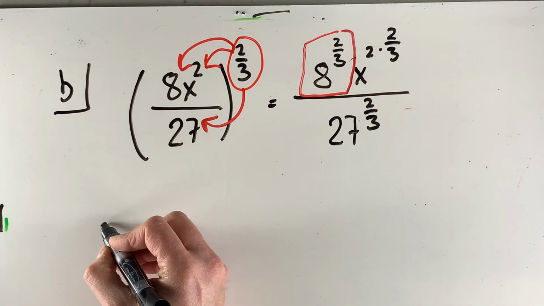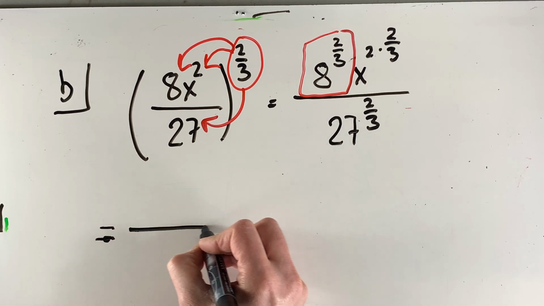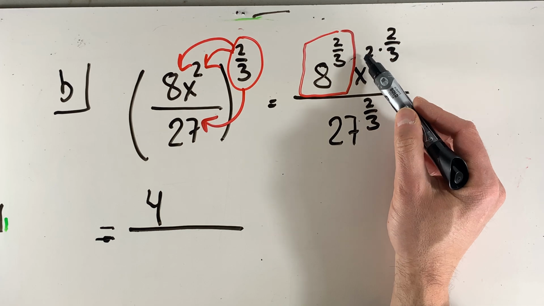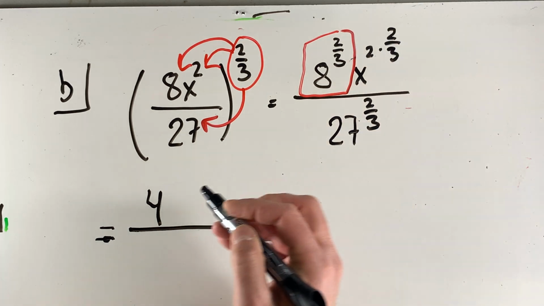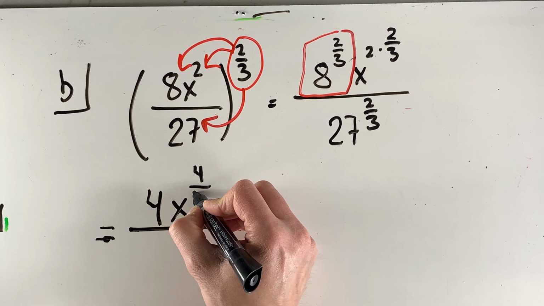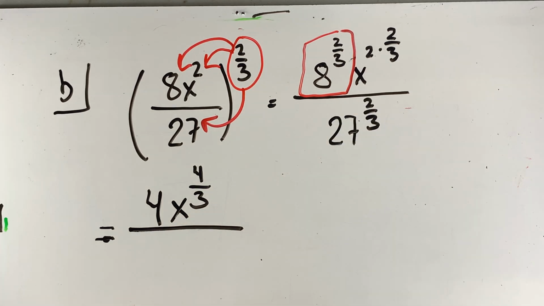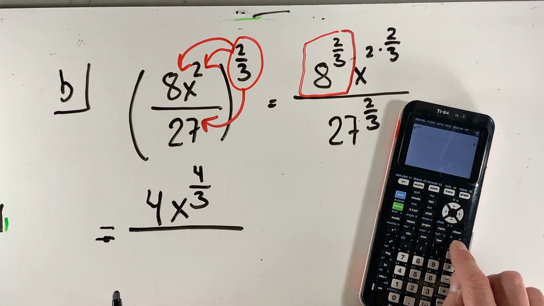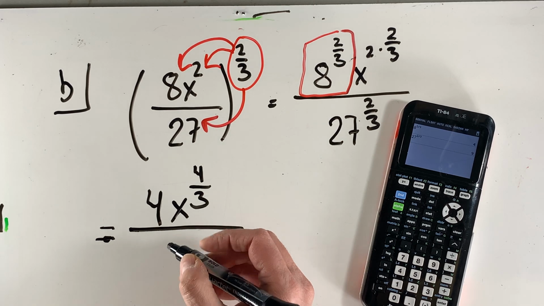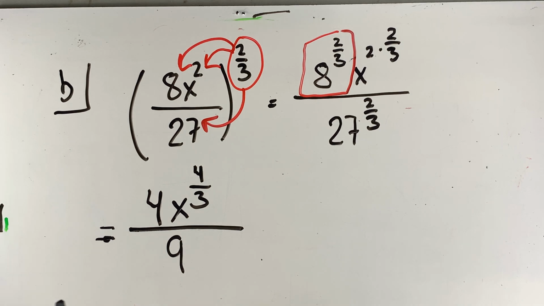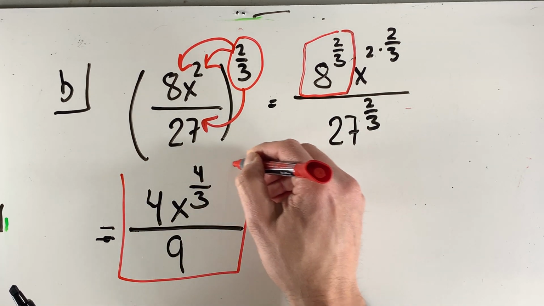So we're left with 4. And here we're going to multiply the 2 times the numerator. So 2 times 2 is 4. So it's going to be x to the power of 4 over 3. And downstairs, the 27 to the power of 2/3 can be evaluated. So 27 to the power of 2/3 is 9. So that's going to be our final answer in B.